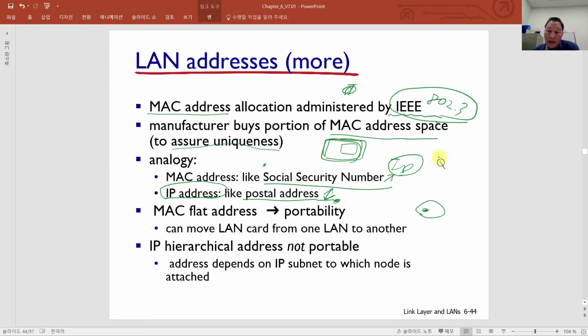Even though you are moving to another city, another area, still you are using the same residential ID or same social security number in the United States. That is very similar to this MAC address. Thus MAC address is providing portability. Thus we can move to another area, still we can have the same address. We can move a LAN card from one LAN to another. But if we are moving, then this IP hierarchical address is not portable. That should be configured again, depending upon the internet service provider's IP subnet address. Address depends on the IP subnet to which the node is attached.